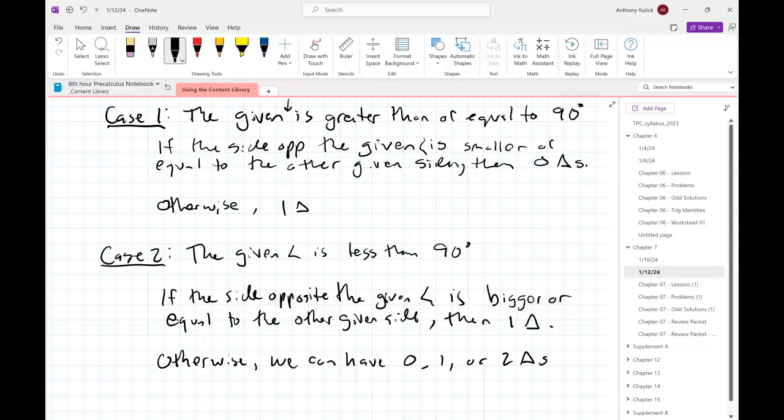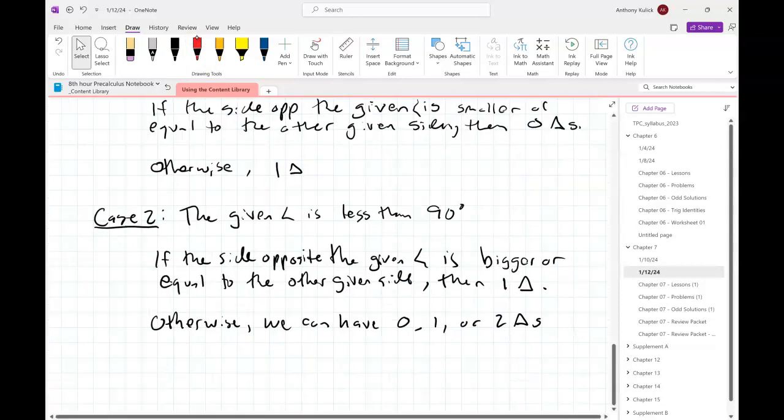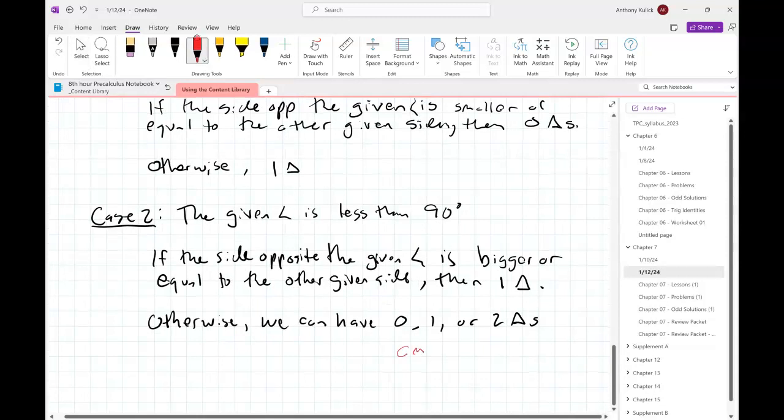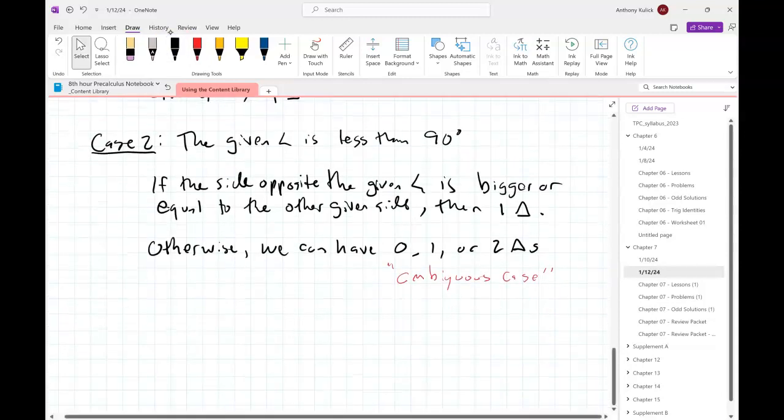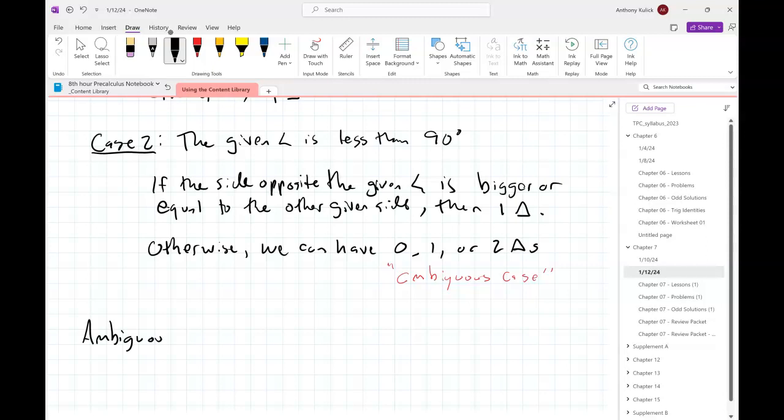It is not clear just from looking at the given information which situation we have. In the business, we refer to this as the ambiguous case, because just looking at the values of the given numbers is not enough to tell us whether we have 0, 1, or 2 triangles. So let's look at what we do with the ambiguous case then. How can we tell what's happening there? Because that's the one where it's unclear what's going to happen. Sound good?